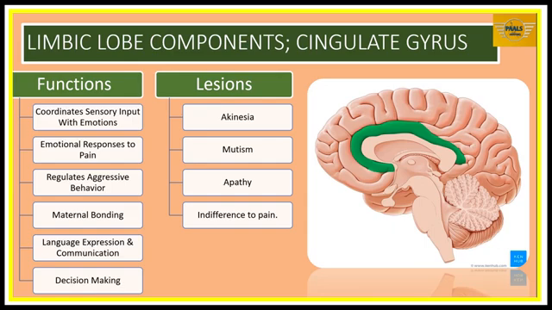When we have a lesion of the cingulate gyrus, these are some of the conditions that will be noted. One, we have akinesia, which is a movement disorder characterized by slow, repetitive movement. We also have mutism, which is inability to speak. We also have apathy, which is lack of motivation to do anything. In fact, it's lack of care and concern for whatever goes on around the individual. And we also have indifference to pain.